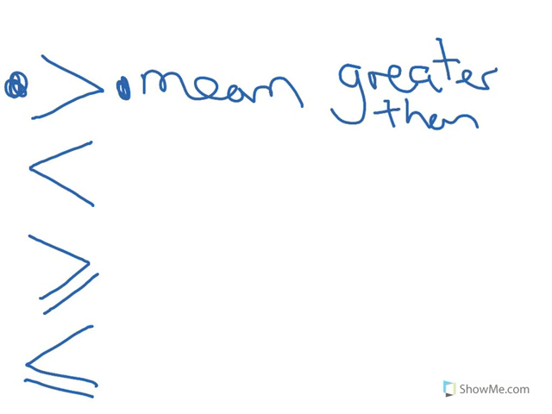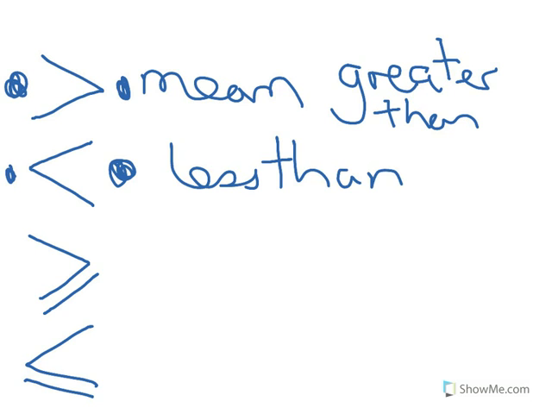If you can read my writing. The second one means that this side is smaller than this side. So we would read that as less than. It'll be a little bit clearer whenever I start putting some numbers in.